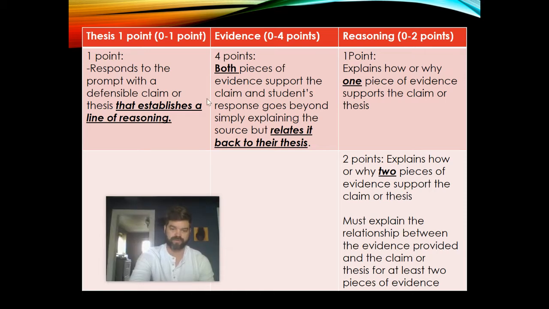Okay? So here, there's 3 parts of the rubric: your thesis, your evidence, and your reasoning. You get 1 point, okay, when you write a correct thesis that establishes a line of reasoning. The chunk of the points are given out in the evidence part, okay? To get all 4 points, you need both pieces of evidence to support the claim. So both pieces of evidence actually support what you're arguing, okay? And you need to go beyond simply explaining what that document does. You need to relate it back to the thesis. You need to explain why that document supports your argument, okay? And then the reason to explain how or why one piece of evidence supports the claim or thesis.